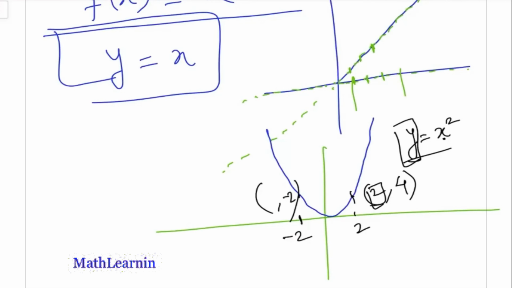What are we getting? 4, you are getting, right? So now you see that -2 and +2 are two different points, but they have a common value, that is 4. So this is not a one-one function, because two distinct points are mapping to the same point.